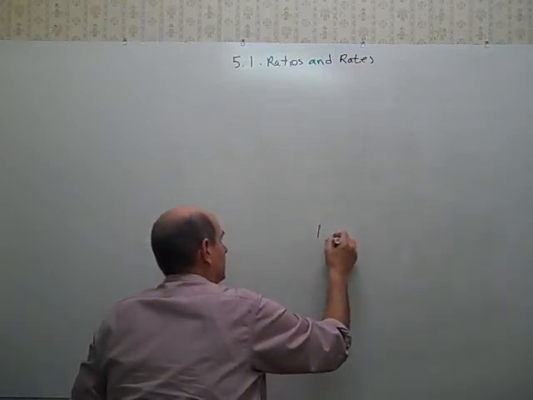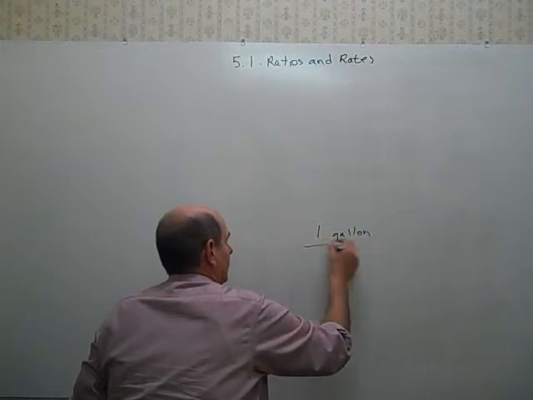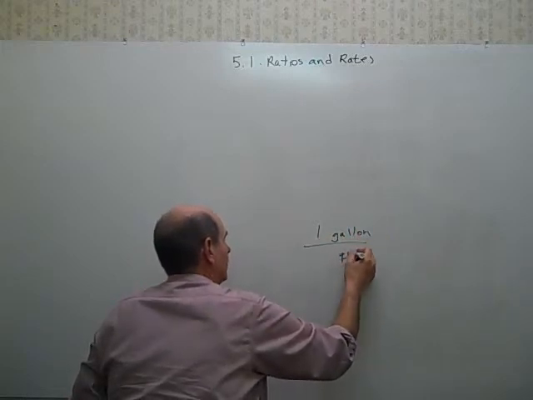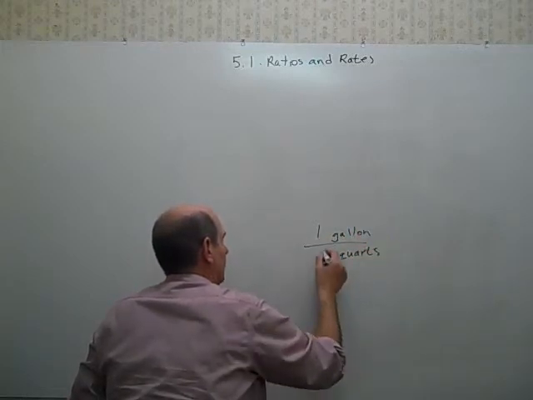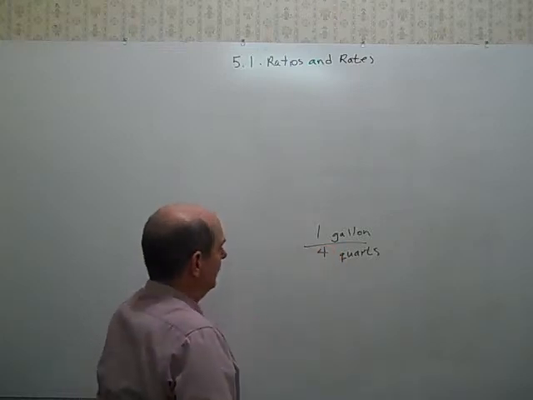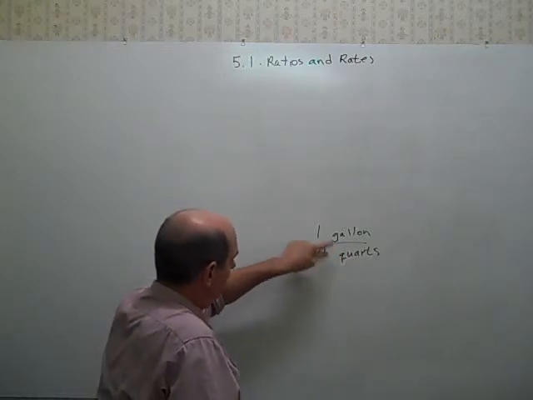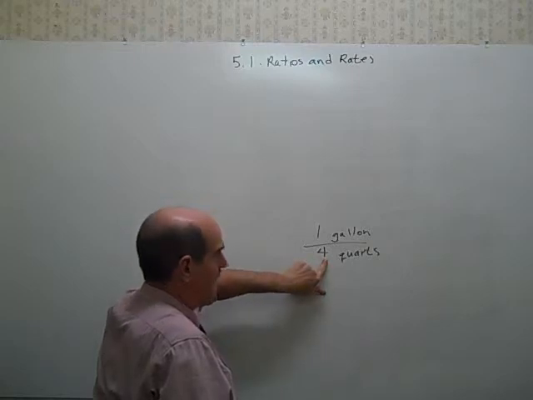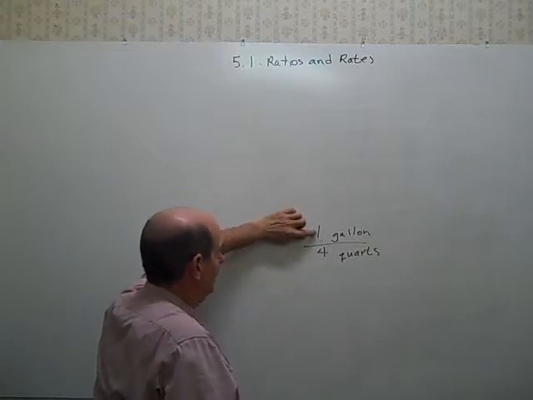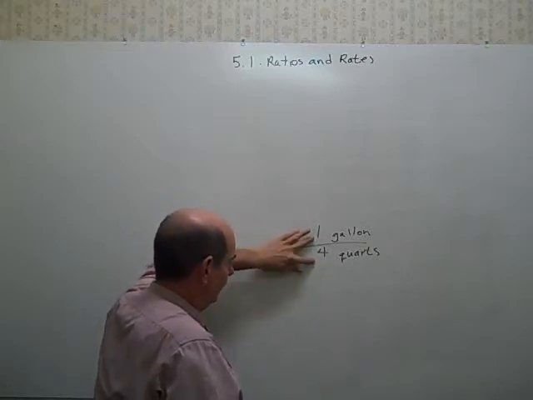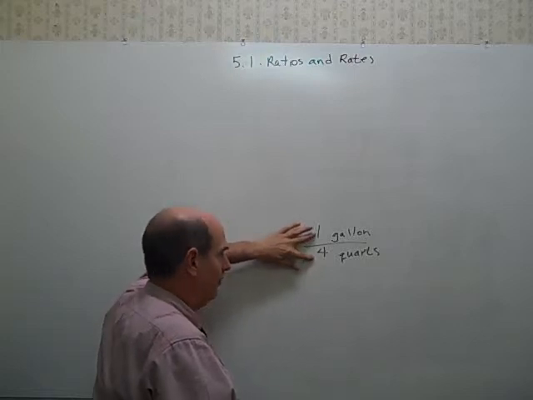1 gallon. Do you remember how many quarts that is? Oh, it said 4. I can put 1 gallon right here and have 1 gallon over 1 gallon, that's 1. Or I can put 4 quarts in for 1 gallon and have 4 quarts over 4 quarts. That has a numerical value of 1.